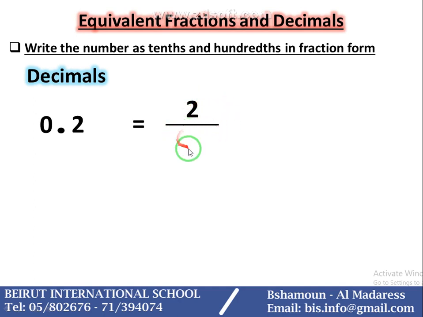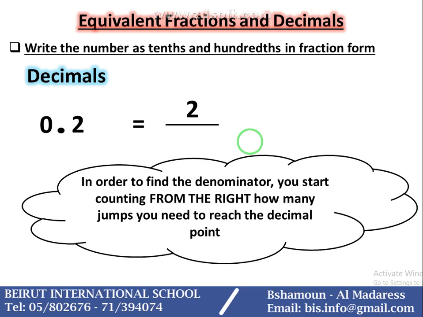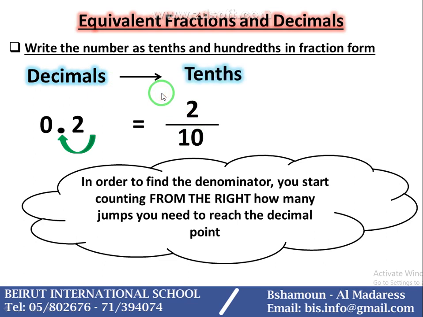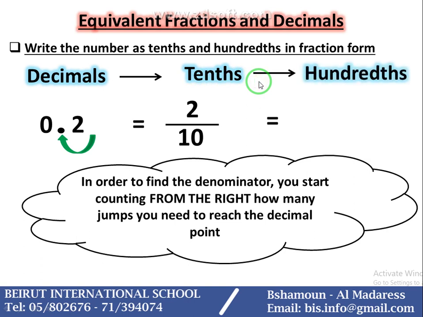But how do we find the denominator of this fraction? It might be 10, it might be 100. In order to find the denominator, you start counting from the right how many jumps you need to reach your decimal point. As for our example here, we need only one jump to reach our decimal point. One jump refers to 1 0, and 1 0 means the number 10. So basically, we change it into tenths in fraction form, and now let's change it into hundredths in fraction form.